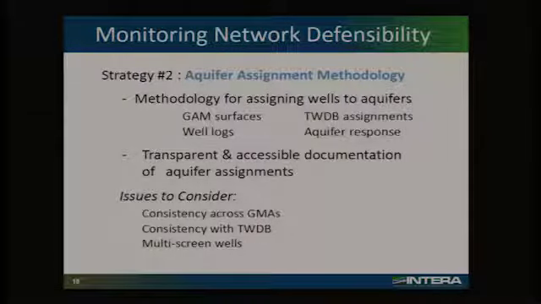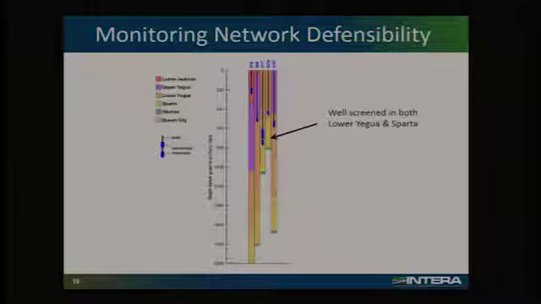Another issue is how to deal with multi-screen wells, or wells that are screened over multiple aquifers. So going back to this example, we do have one well that is screened in both the Lower Yegua and the Sparta aquifer. So how do you decide which aquifer to assign that to? Right now, we have a percent rule. If it's a certain percent in one aquifer, it gets assigned to that aquifer. But again, that methodology should be spelled out and transparent, so somebody's not coming and questioning your assignments.